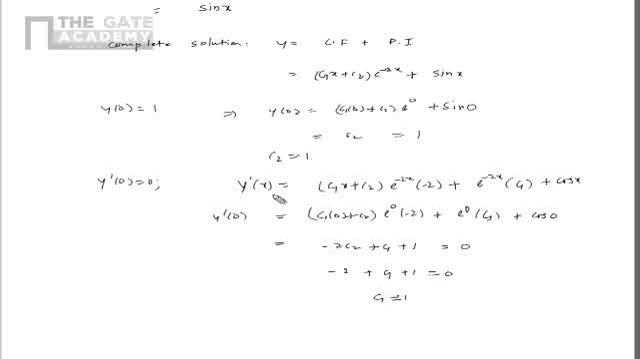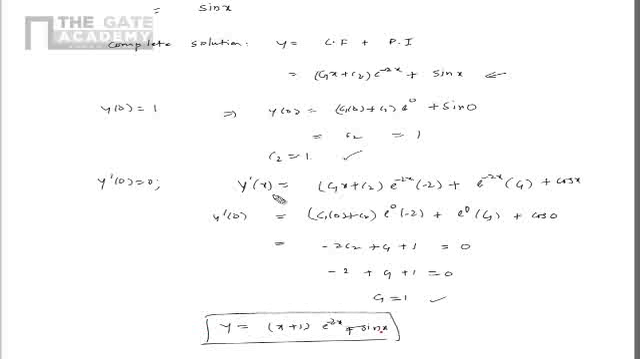Now let's substitute back c1 and c2 in the complete solution to get the required solution for the given initial value problem. So c1 is 1 and c2 is 1, so (x plus 1) e power minus 2x plus sin x. This is your required complete solution for the differential equation. So let's solve one more example to get familiar with the entire procedure.